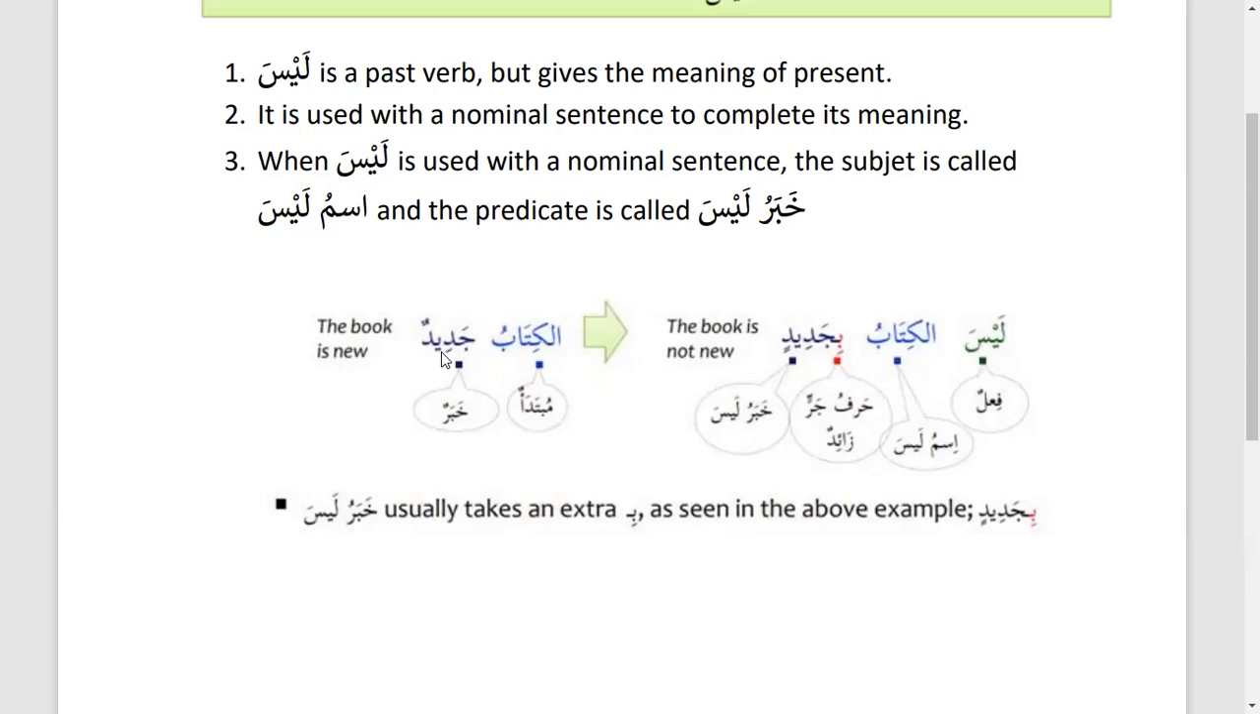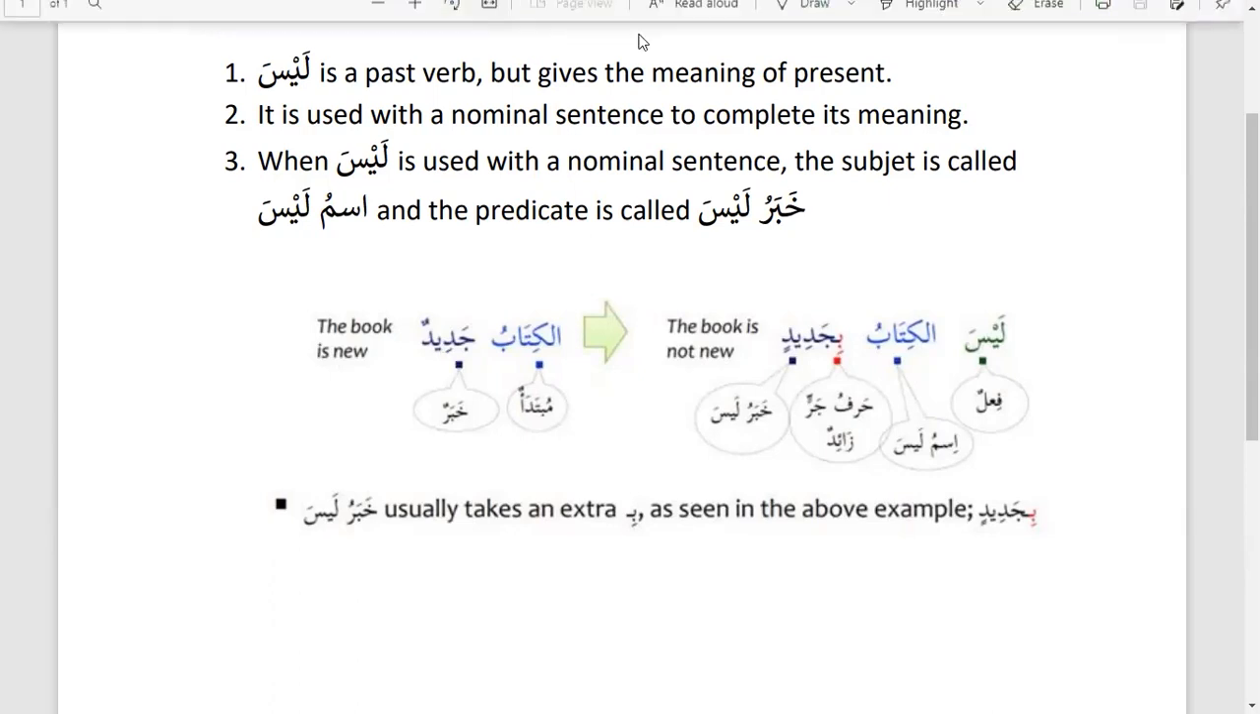And there is a complete family, like we have learned inna wa akhawatuha, inna and the sisters of inna. Similarly, inshallah, in the verbs we will learn kana wa akhawatuha, the verb kana and its sisters. So this is one of the sisters of kana, and inshallah we will learn more about them in the coming lessons.